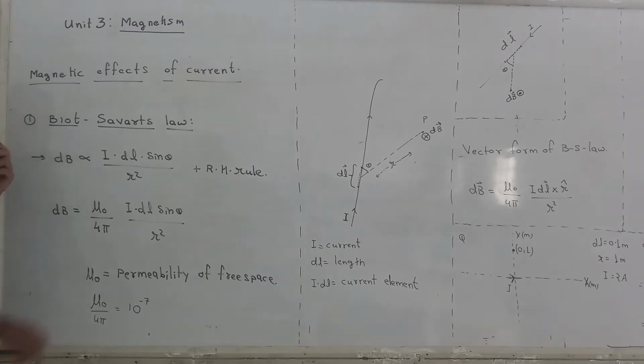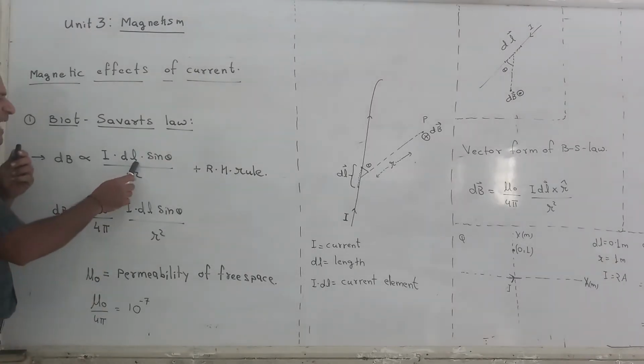Now, on what factors does this magnetic field depend? On the other side you can see, it is I dl sin theta divided by r square. That means the magnetic field depends on what factors? First of all, it depends on current I. It is directly proportional to I. Means if you increase current, magnetic field increases. If you decrease current, magnetic field decreases.